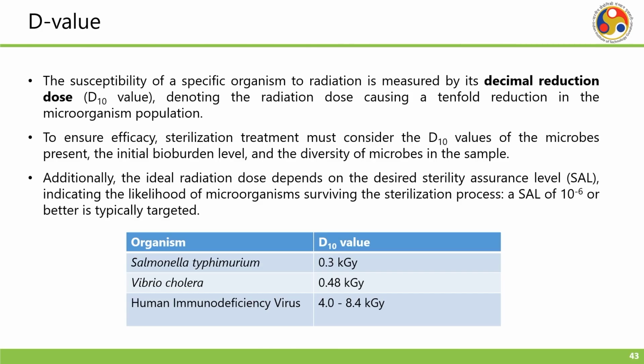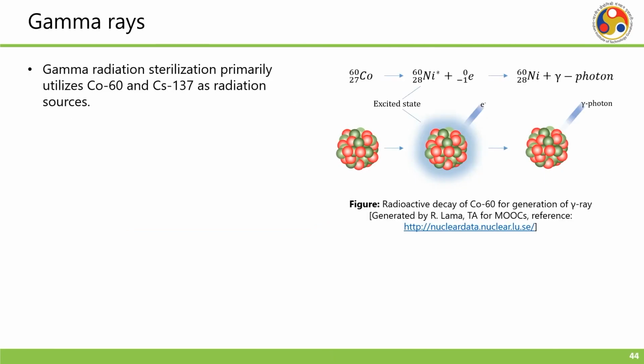Additionally, the ideal radiation dose depends on the desired sterility assurance level, indicating the likelihood of microorganisms surviving the sterilization process. A sterility assurance level of 10 to the power minus 6 or higher is typically the ideal target. So, you have here various microorganisms like Salmonella, Vibrio and HIV, and the D10 value for all of them will vary. Let us now discuss the gamma rays.